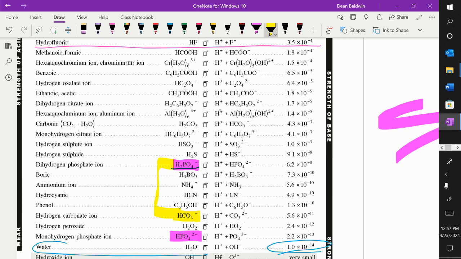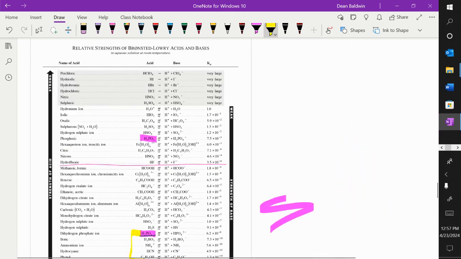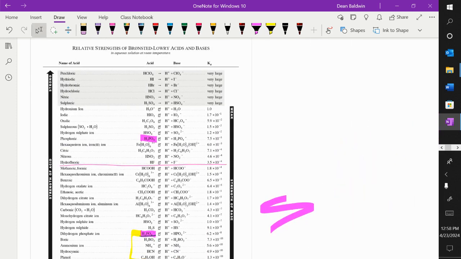Okay. H2PO4, HCO3. Which is the stronger acid? The one that's higher up on the table because it has a higher Ka. Larger Ka, sorry. That's a better way to say it. And if you look over here, it even says, little arrow, strength of acid going up. So the one that's higher on the table has a bigger Ka. That wins the battle.